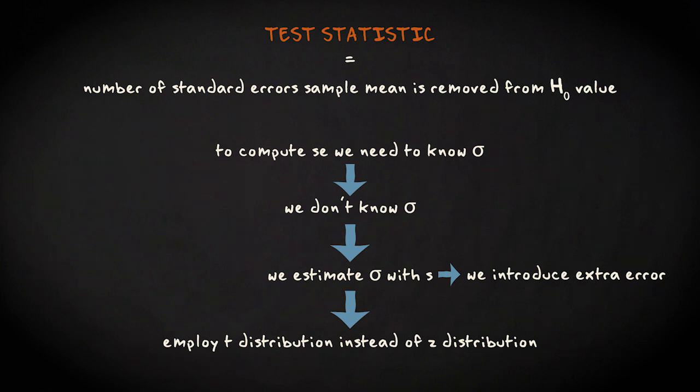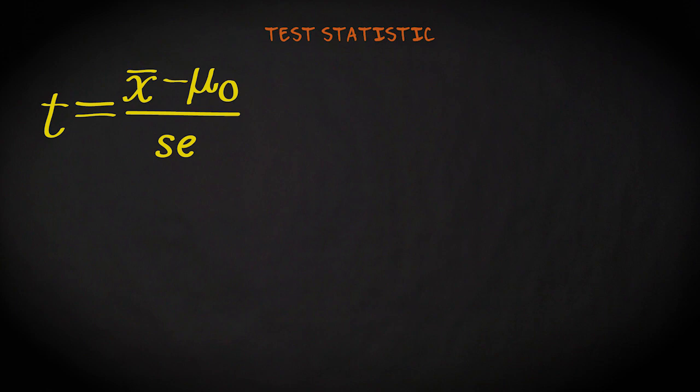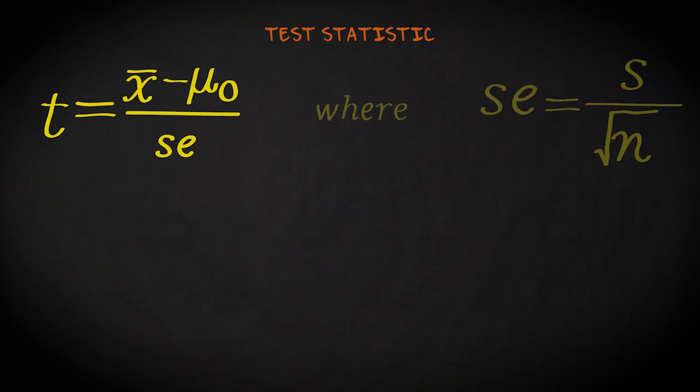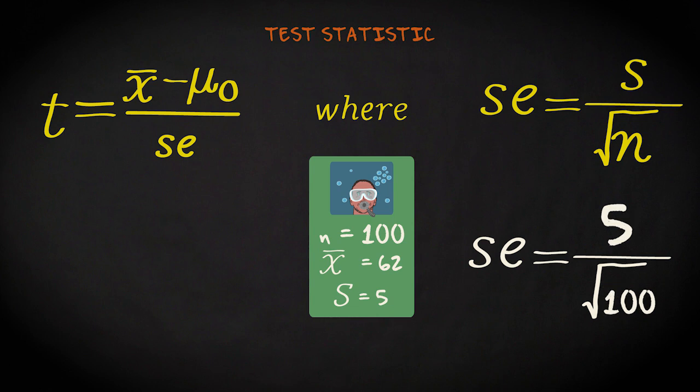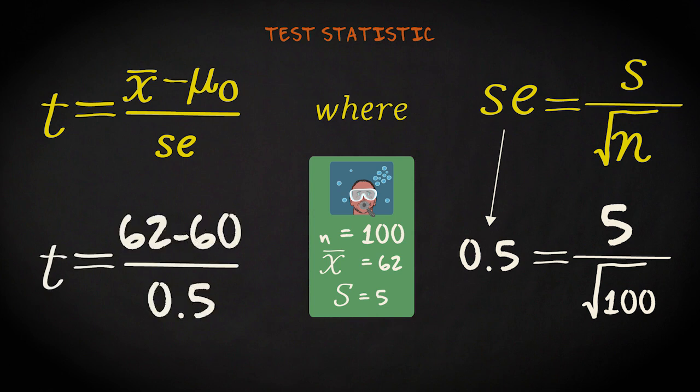Our test statistic can be computed with the following formula. It is the sample mean minus the null hypothesis mean divided by the standard error of the sample mean. The standard error equals the sample standard deviation divided by the square root of the sample size. Let's first compute the standard error. That's 5 divided by the square root of 100. That's 0.5. That makes 62 minus 60 divided by 0.5 equals 4. Our test statistic is a t-score of 4.